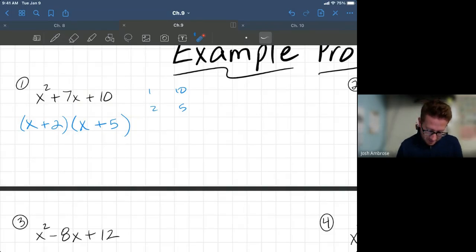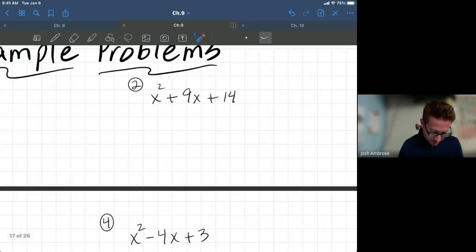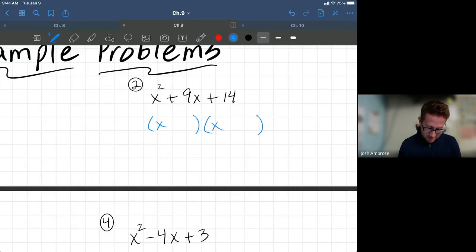Okay, all right, let's move on. Second example problem. Step 1, double set of parentheses. Step 2, break down x. Step 3, take a look at the signs. Plus and plus. That means in here is plus and plus. All right, next step, factors of 14.